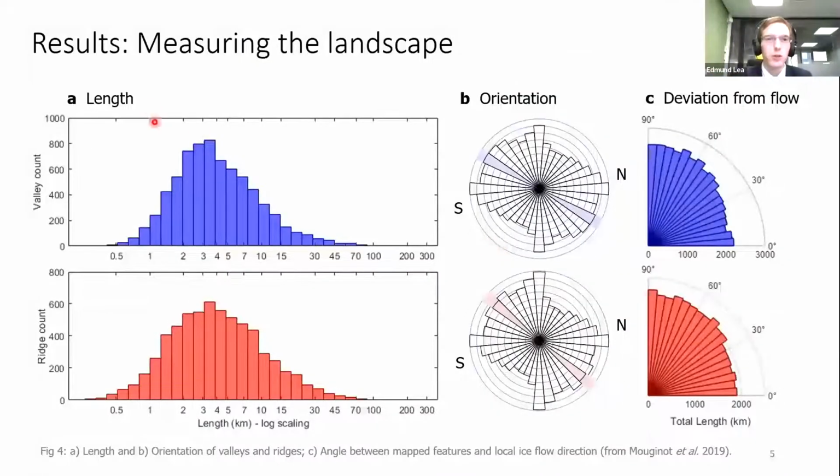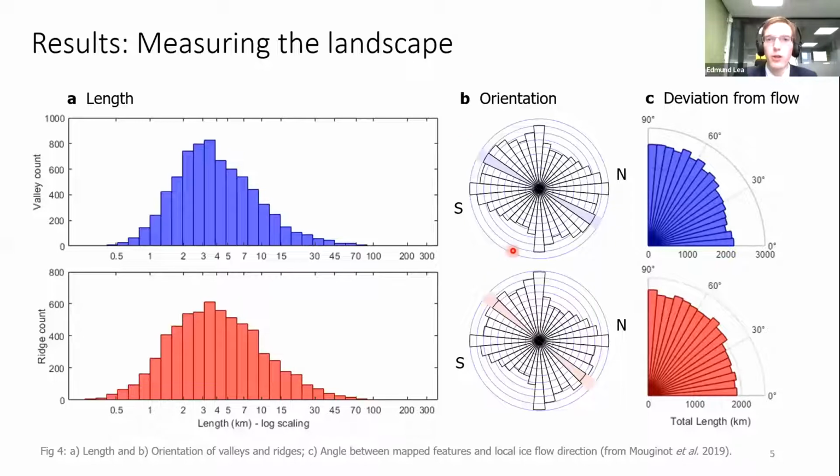But what we can do now that we have a broader picture of the whole landscape is we can look at the distribution of valley length over the whole area, and we can see that although there are, yes, some extremely long valleys going hundreds of kilometers, overall the valleys are distributed normally on a logarithmic scale, which is what we would expect from a fluvial network.